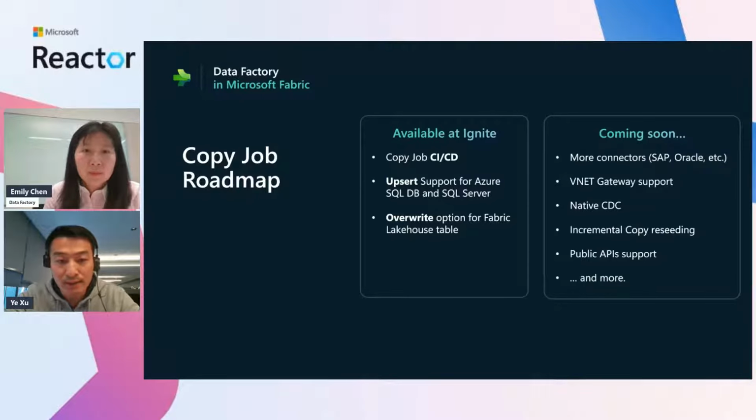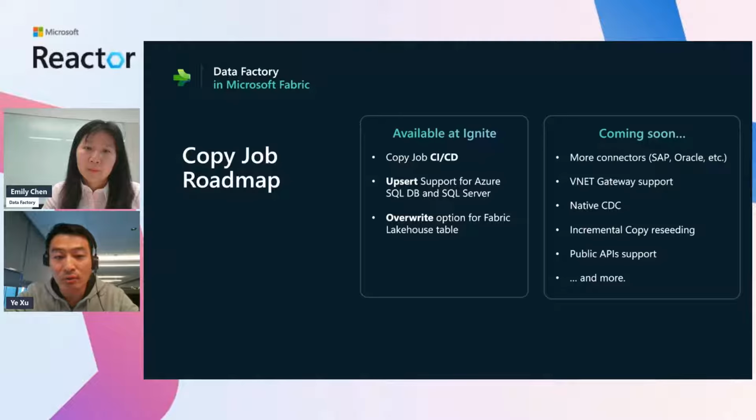What's more is that we also delivered more write behavior options so that you can use copy job to upsert data for Azure SQL DB and SQL Server. You can also overwrite your data in Fabric Lakehouse tables. We're also actively working on enabling more connectors in copy job so that in the future you can get data from all the most popular connectors, including SAP, Oracle, etc.